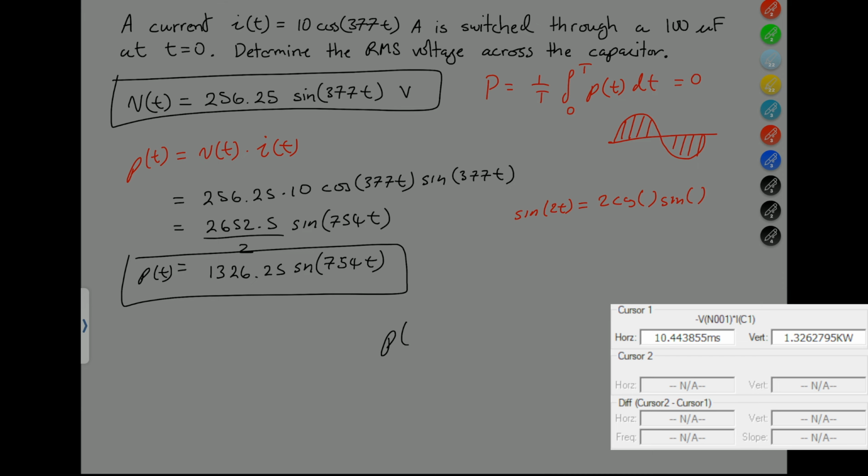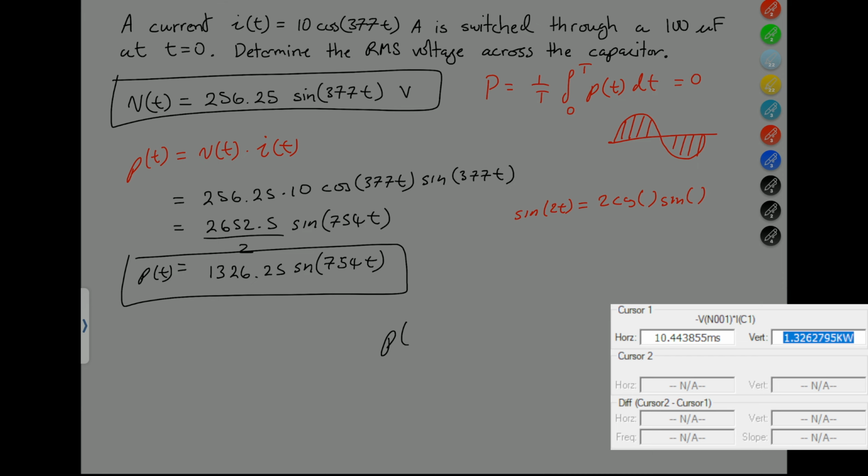So here we have 1.326 kilowatt, and here we have the same thing. So we have 1.326. So basically we have 1,326 watts. So that would be 1.3 kilowatts. So that's the coefficient here, or the amplitude of our instantaneous power.